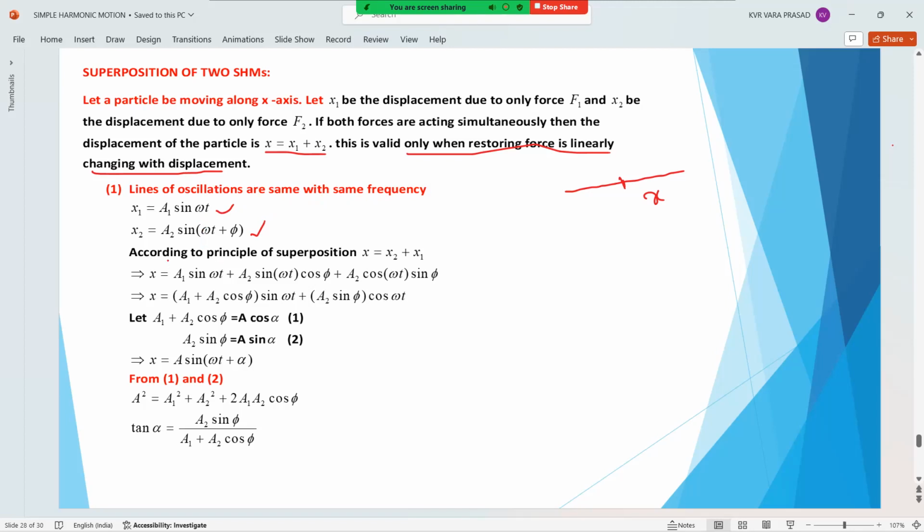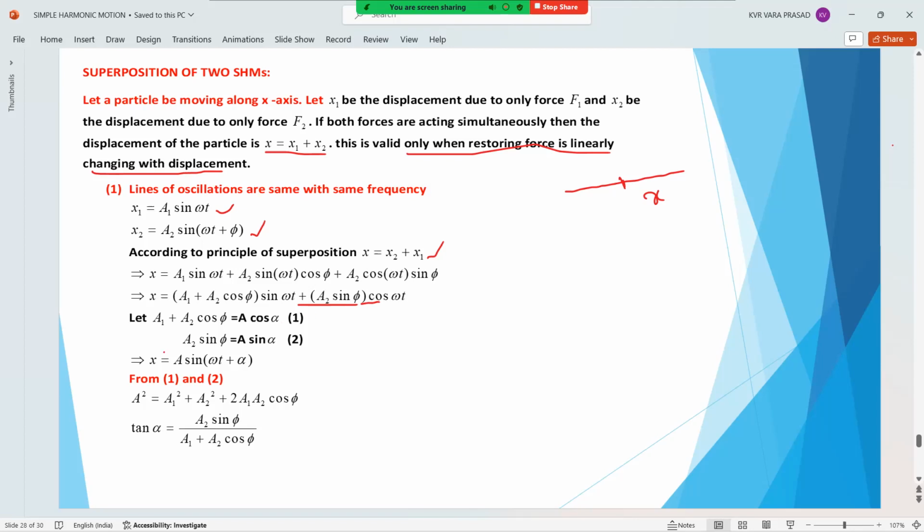Now see, according to the principle of superposition, x equal to x1 plus x2. Now simplify this. A1 sin omega t. Expand the next one, A2 sin(omega t plus phi): A2 sin omega t cos phi plus A2 cos omega t sin phi. Let us now rearrange this: (A1 plus A2 cos phi) sin omega t plus A2 sin phi cos omega t.